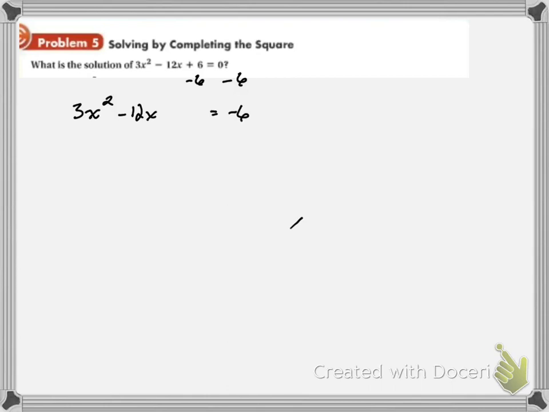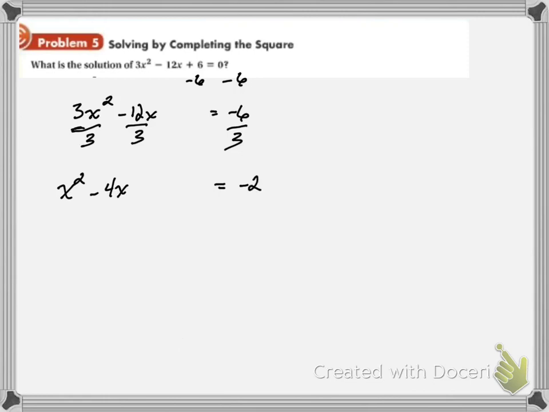Now, the problem being is that you see that first term a, I can't have anything there. It has to be 1. So since it's 3, what I got to do is divide everything by 3, get rid of it. Okay, that's going to cancel. I end up with x squared minus 4x, leave a space, equals negative 2.